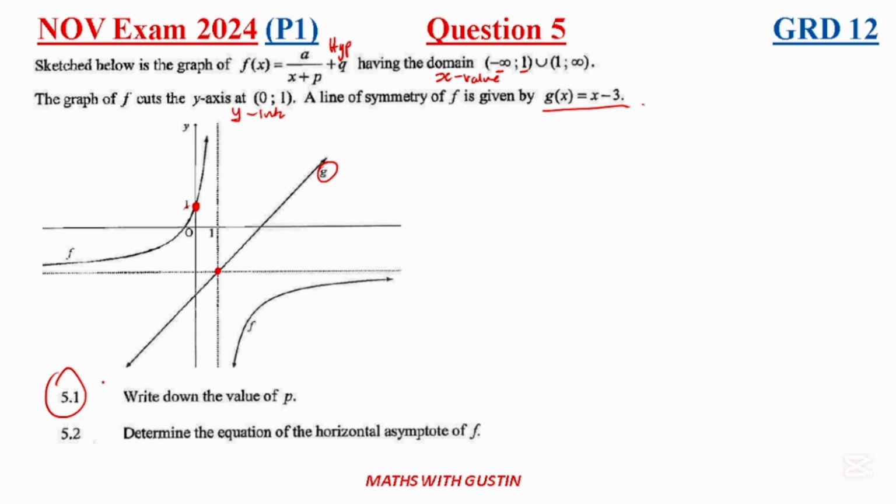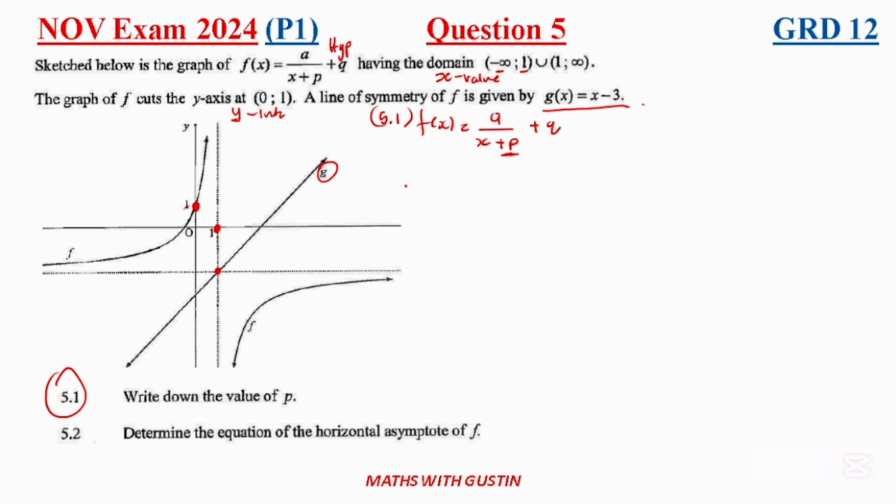5.1. I hope you guys understand the question. Write down the value of p. So they are requiring us to write down the value of p. Let's just see here, f of x equals a over x plus p, plus q. You can already see p is sitting there, which gives us the line of asymptotes, our vertical asymptote. So now we already know, they've given it to us, it's 1.